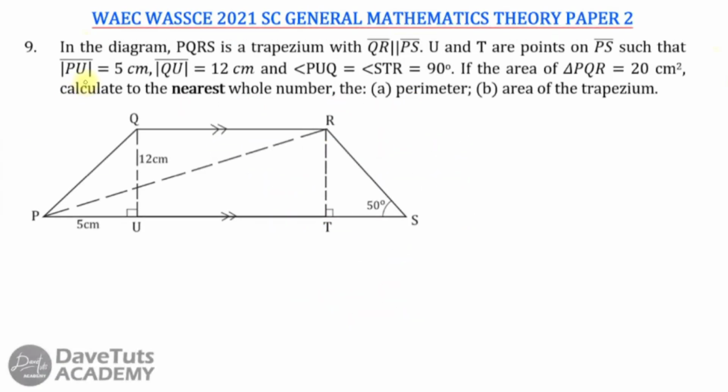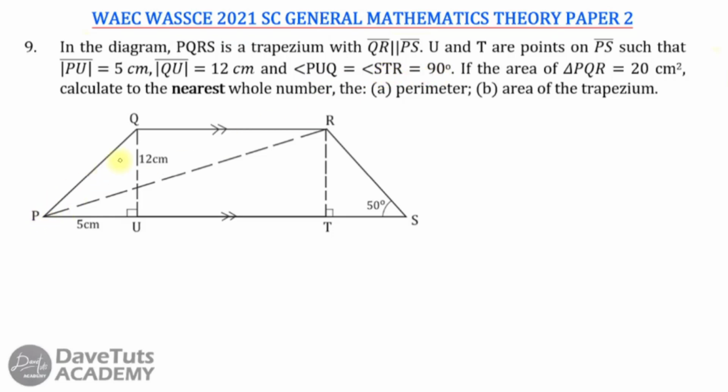In this question on mensuration, we are told that in the diagram, PQRS is a trapezium and QR is parallel to PS. So we have QR parallel to PS. Okay, that's why we have these double arrows on both of them. Then U and T are points on PS, so that PU here is 5 centimeters, QU is 12 centimeters, and angle PUQ is the same as STR, that is a right angle.